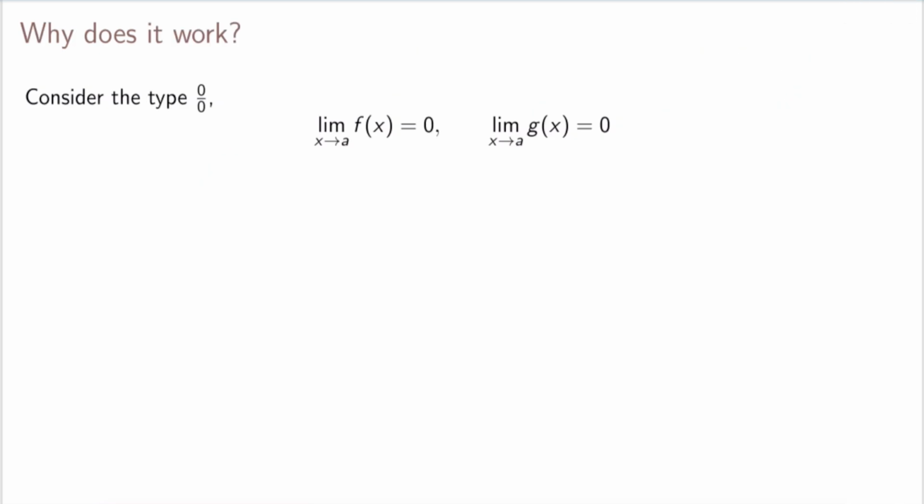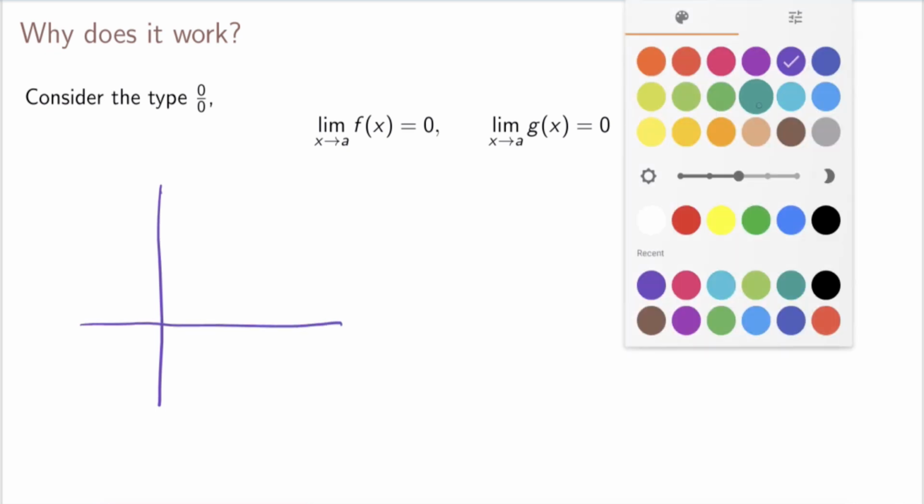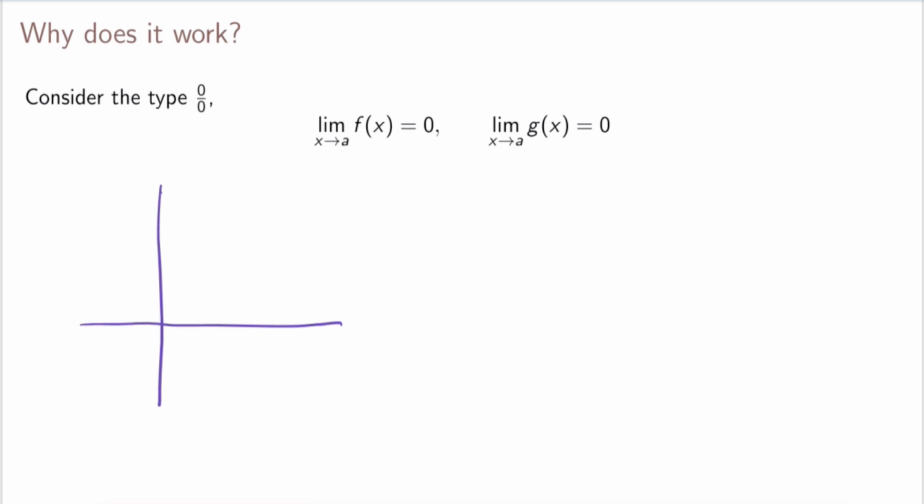Now let's look at why this is actually true. And I explain this on the type 0 divided by 0. I assume I have two general functions, which are 0 as x goes to a. If I plot this, I plot it like this. A coordinate system. And then I have a first function f, which is 0 at a point a. Okay, let's call this f of x. And this here is x. Let's do the second function, which is also 0 at a.